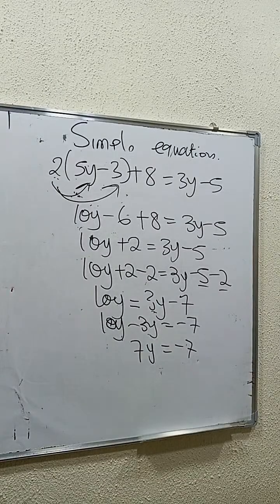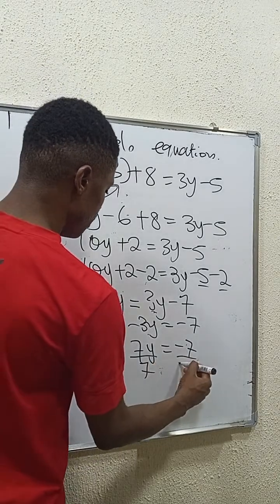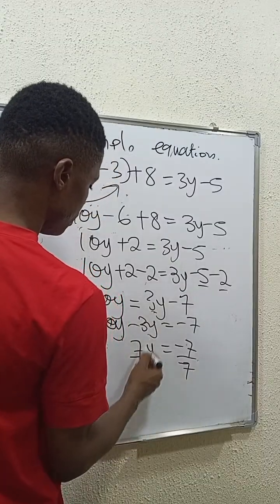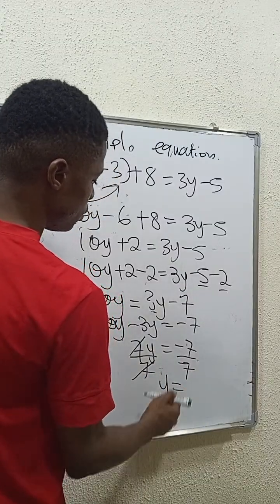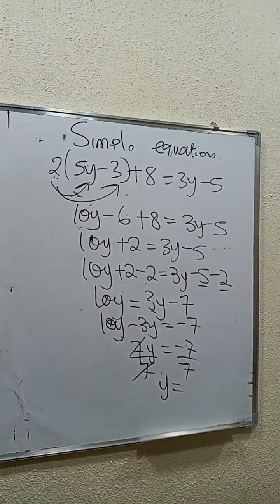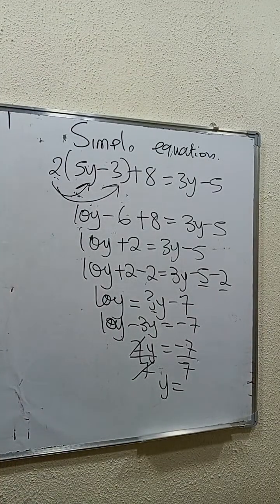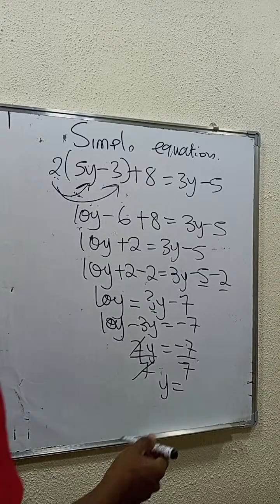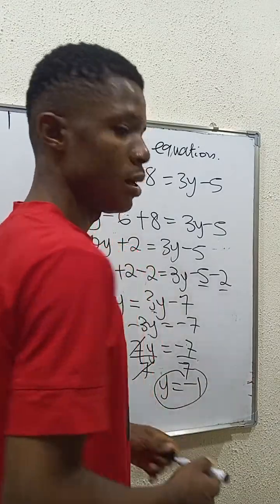Okay, so 10y minus 3y is 7y, and that's minus 7, right? Okay, so what do you do? All you need to do is to divide by 7. To divide by 7, you see that y is equal to minus 7 divided by 7, which is what? Is minus 1. So the answer is minus 1, okay?